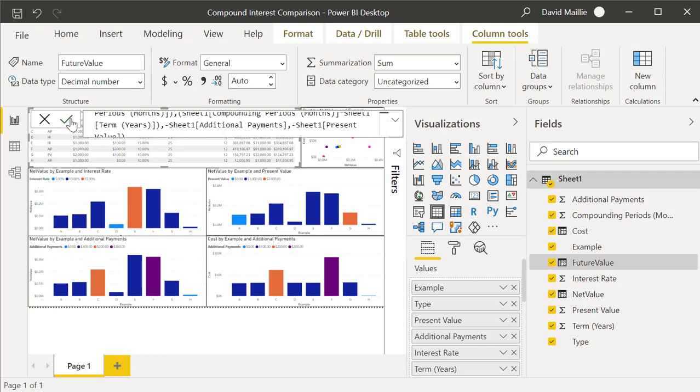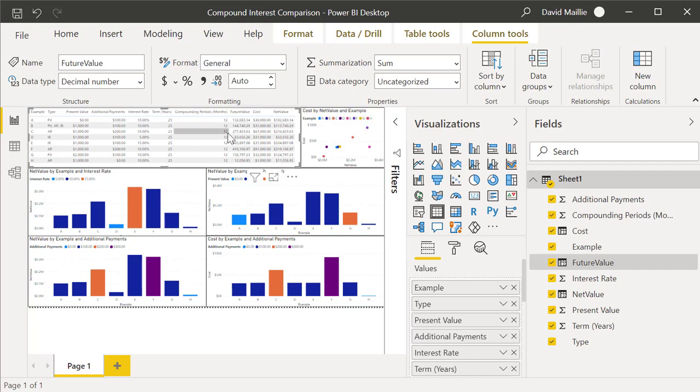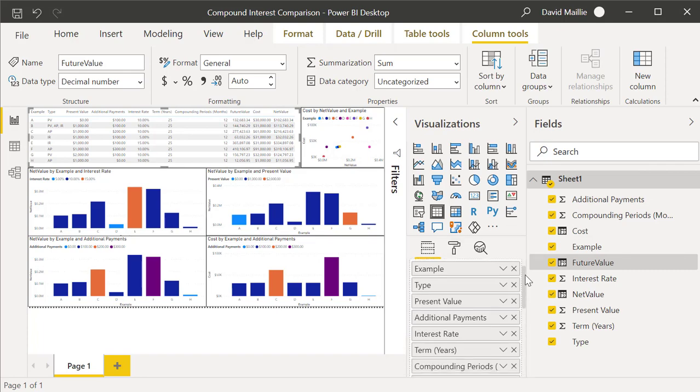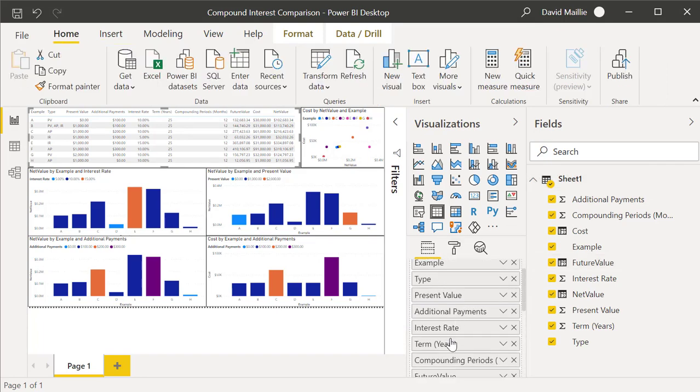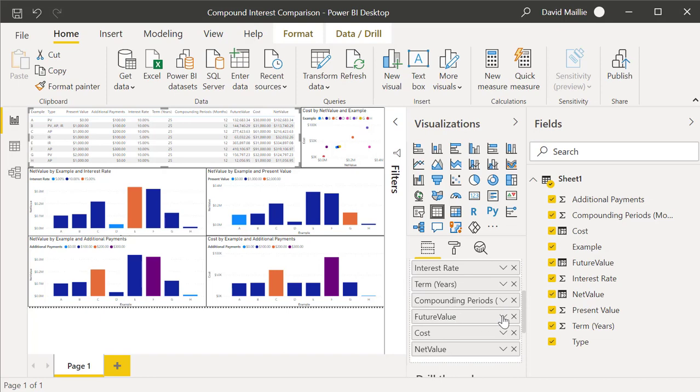Then you hit this checkbox here. When it comes back clean, there are no errors. If there are errors, it'll be red and it'll show you and tell you what it is. You probably missed one of these or didn't put the parentheses in the right place. Then you close that out, and you have future value, and you can bring that in. If I click on this, you see right here the different fields I have in there: example type, compounding periods, then I have future value right here. See that? And it's right there.